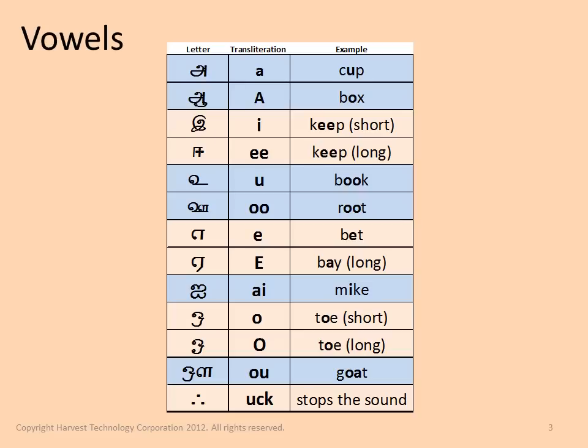The next vowel is "i," like in the word keep. If you were to pronounce it short, like keep. Followed by "ee," if you were to pronounce keep longer. Short and long. So these two are also a pair.